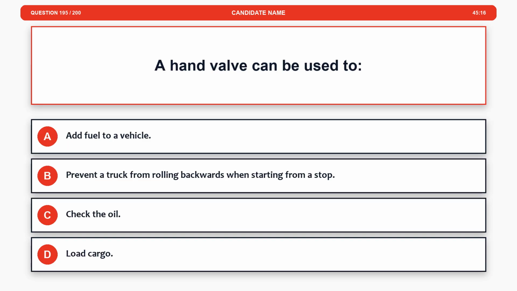Question 195. A hand valve can be used to: Option A, add fuel to a vehicle. Option B, prevent a truck from rolling backwards when starting from a stop. Option C, check the oil. Option D, load cargo.